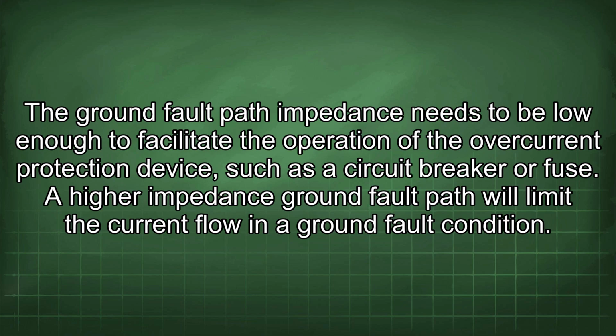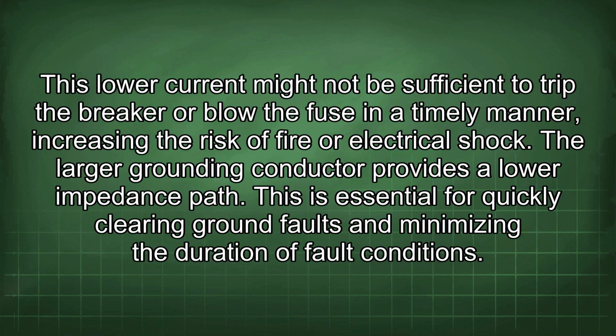A higher impedance ground fault path will limit the current flow in a ground fault condition. This lower current might not be sufficient to trip the breaker or blow the fuse in a timely manner, increasing the risk of fire or electrical shock. The larger grounding conductor provides a lower impedance path. This is essential for quickly clearing ground faults and minimizing the duration of fault conditions.